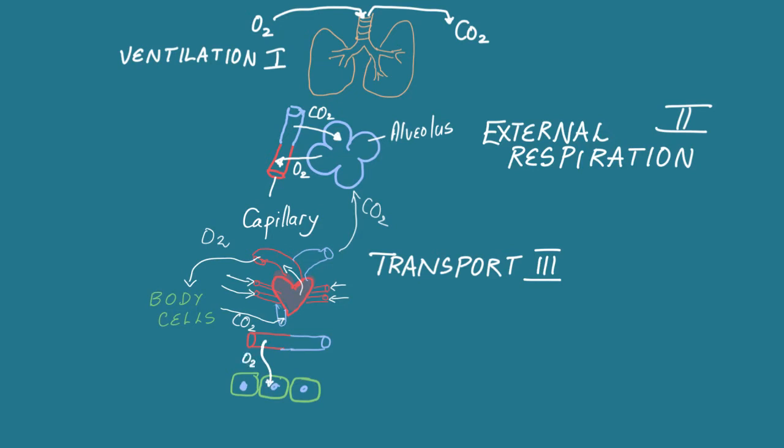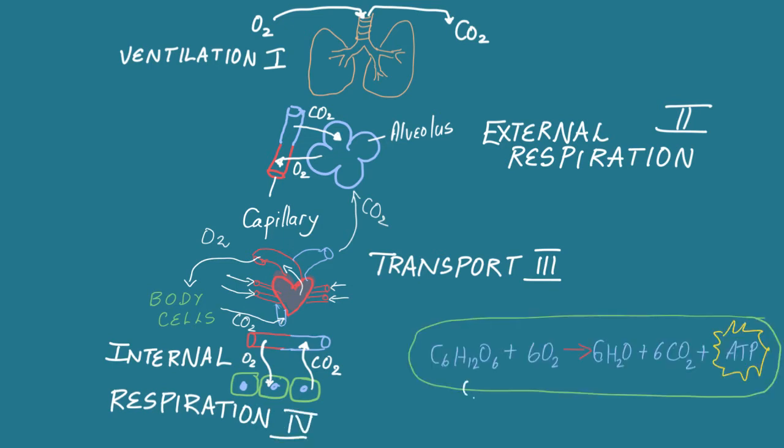The next stage is internal respiration, which is the exchange of gases that takes place between the systemic capillary and the body cells. Oxygen diffuses from the capillary to the body cells. Carbon dioxide diffuses from the body cells to the systemic capillary. The next stage and last stage is cellular respiration. The oxygen that has arrived in the body cells can now be used to break down glucose and make ATP. Carbon dioxide is the toxic byproduct.